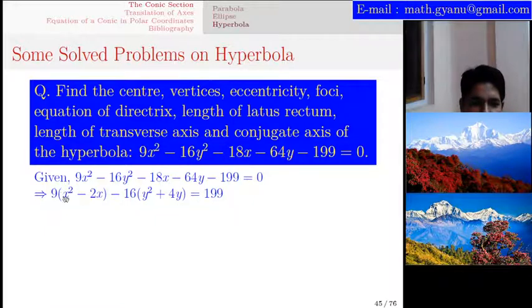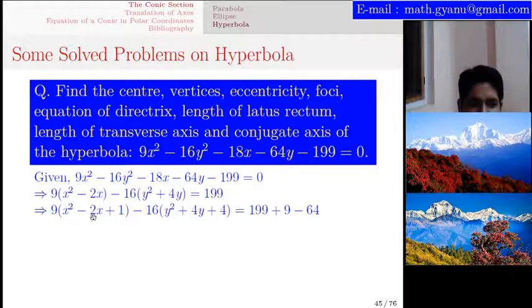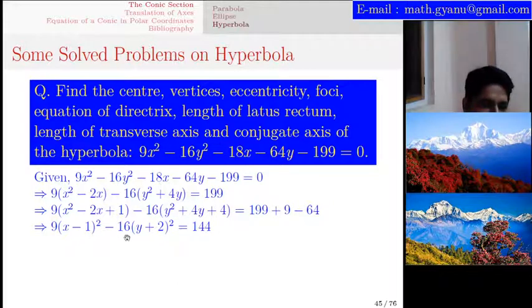Now we will make x square minus 2x a perfect square, and y square plus 4y a perfect square. For this, 9 times x square minus 2x plus 1, minus 16 times y square plus 4y plus 4. To make the perfect square, we add 1 inside the first bracket, which is 1 into 9, 9. So on the other side we add 9, and to make the perfect square in the other part we add 4, that means minus 16 into 4, that is negative 64. So on the right side we write minus 64, and finally it will be 9 times x minus 1 whole square minus 16 times y plus 2 whole square equal to 144.